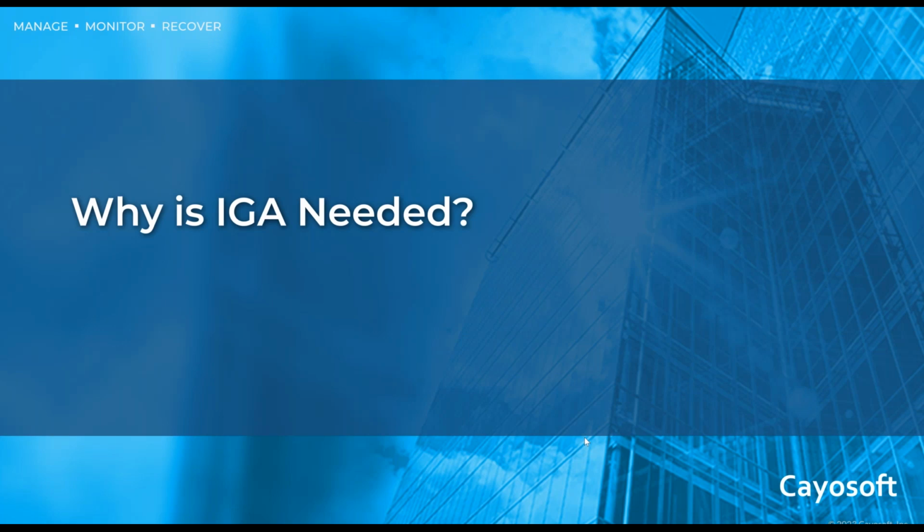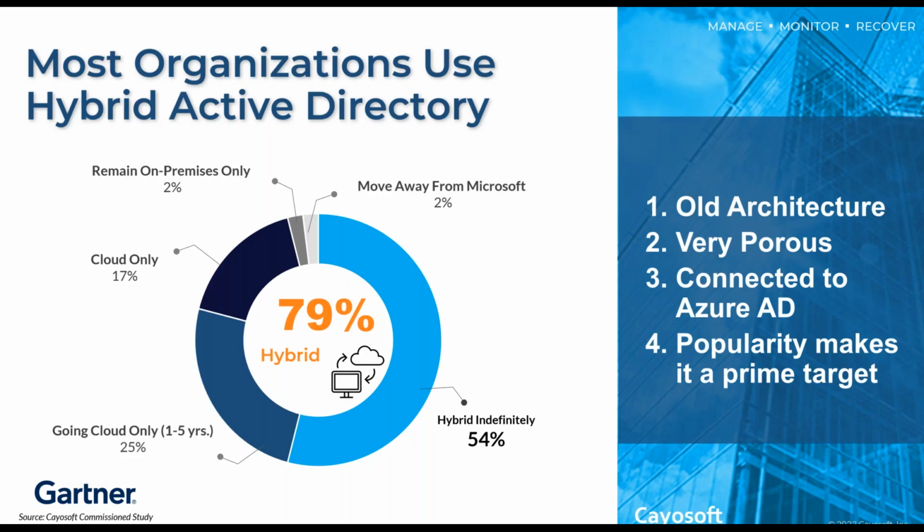So what's up with IGA? Why do we need it? The reason we need IGA, especially around hybrid Active Directory and Office 365, is the popularity of the Microsoft platform. We did a study with Gartner where they went out and surveyed several hundred individuals and came back with some details around what their identity management framework was. These were people that were using Active Directory for their storage of their identities, their user accounts. And they wanted to know, are you on-premise only? Are you in the cloud already, or are you in between?